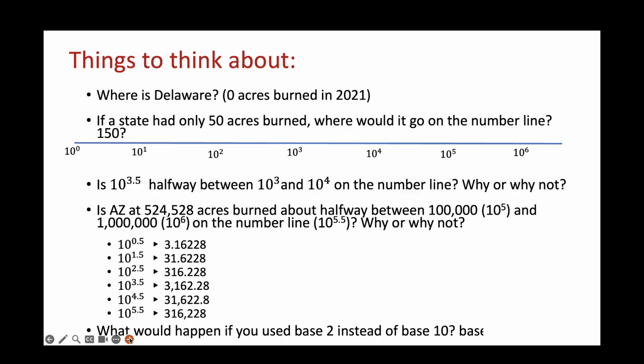One of the reasons I told you why I used the 2021 is because Delaware is 0. And where do you put Delaware? Because you can't get 0 out of 10 to a power. So where do I put Delaware?